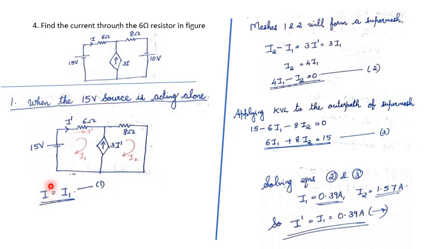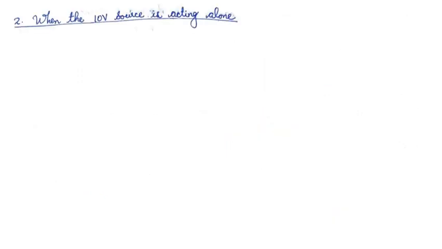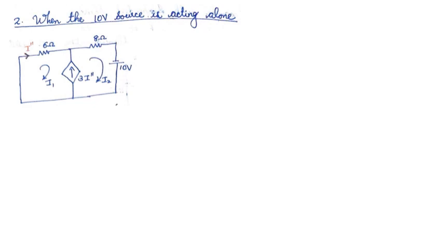And we know our aim is to find I dash. I dash is equal to I1, so I dash is equal to 0.39 amperes, which flows from left to right. So we can mark the direction from left to right. Then we go to the second step. The second step is to consider the 10 volt source alone. So the diagram will come like this.